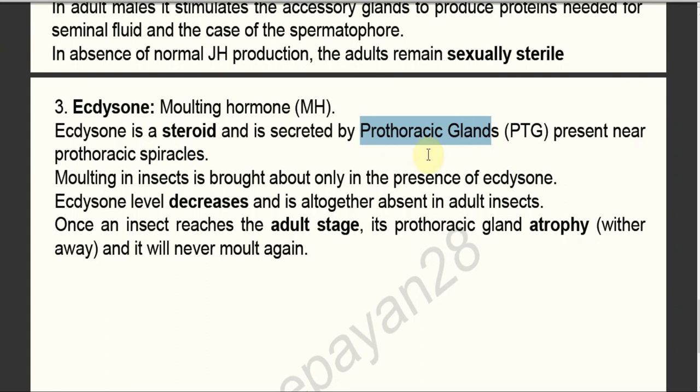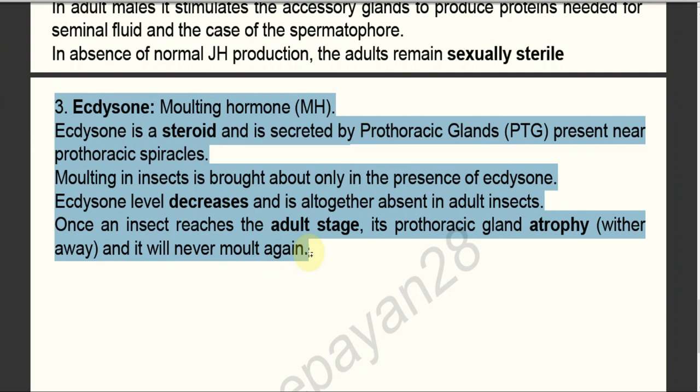Molting in insects is brought about only in the presence of ecdysone. What is the meaning of that? If molting hormone is more, then the insect will molt. If it reduces, gradually the molting process will slow down. Once they become pupa, molting hormone will be reduced. In the adult, zero. That's why in the adult stage the prothoracic gland will be atrophied, withered away, non-functional. No molting hormone production, that's why they generally don't molt, with some exceptional cases. Clearly understood? Yes, sir.